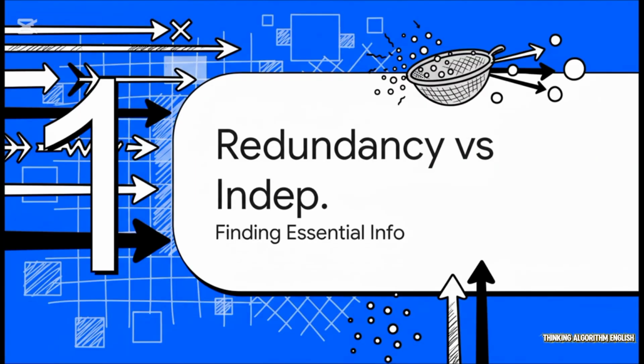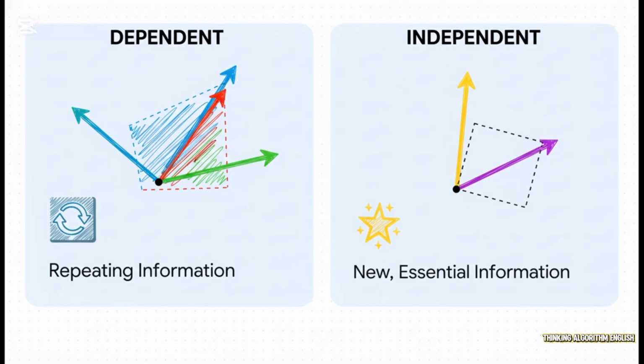Okay, first things first. We need to learn how to separate the signal from the noise. How do we spot the vectors that give us brand new, unique information versus the ones that are just kind of repeating something we already know? It's all about finding what's truly essential. This right here is the core difference.